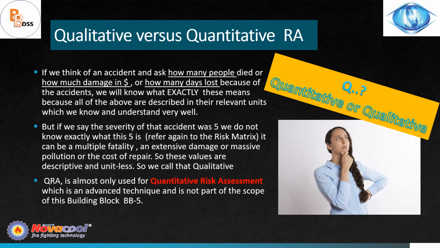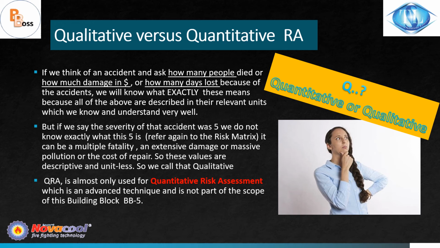Okay, we come now to another point. We hear and see a lot of QRA, and we have two words, qualitative and quantitative. So which one is the Q for? Well, let us first say that the Q will always be for quantitative. So what we did with the risk matrix, was it quantitative? No, it was qualitative.